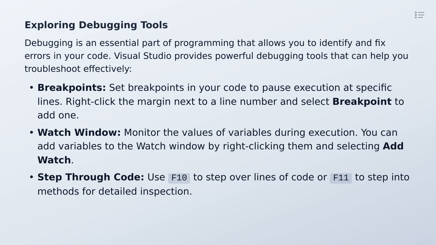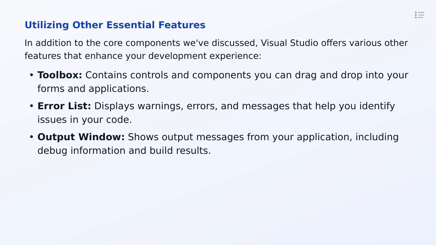Finally, step through code. Use F10 to step over lines of code or F11 to step into methods for detailed inspection. Now, utilizing other essential features. In addition to the core components we've discussed, Visual Studio offers various other features that enhance your development experience.